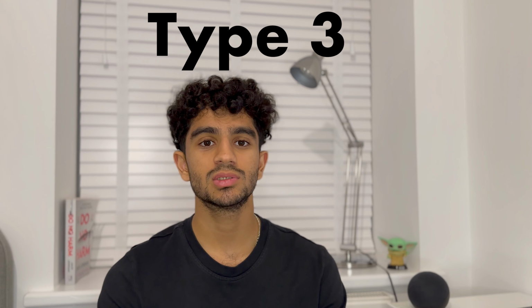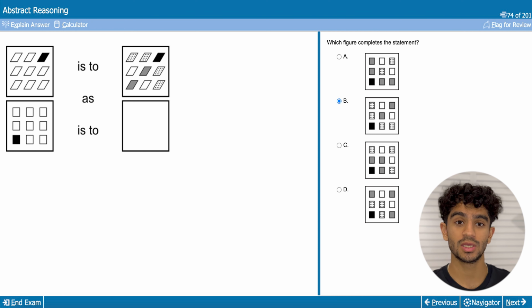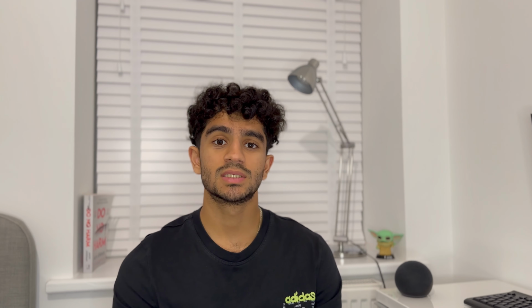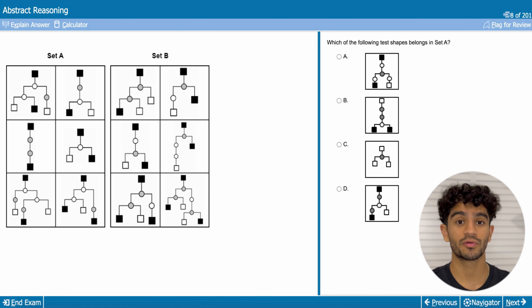Type 3 questions is when you're shown how one shape transforms into another, and now you're given a third shape, and now you have to find, with the same transformation, what that shape turns into out of the 4 answer options. Type 4 questions are very similar to type 1, however instead you're given 4 options and you have to deduce which one of the 4 belong to either set A or set B.